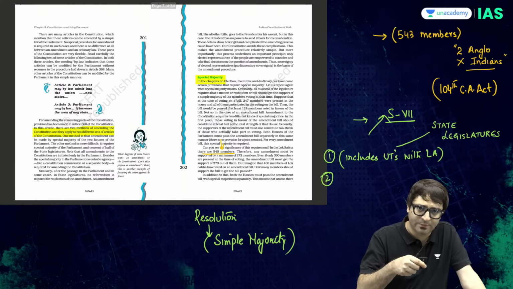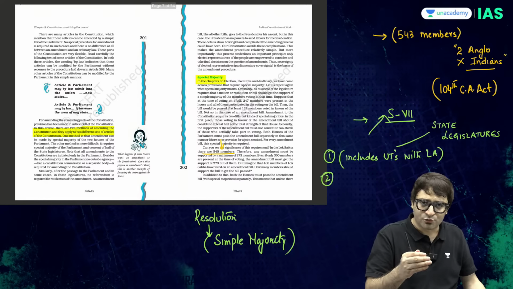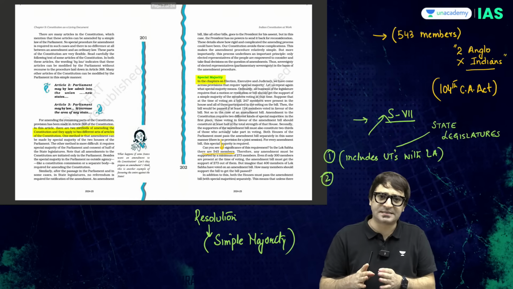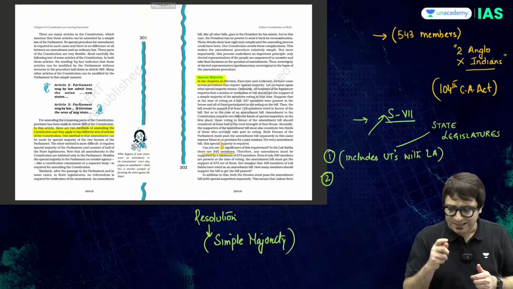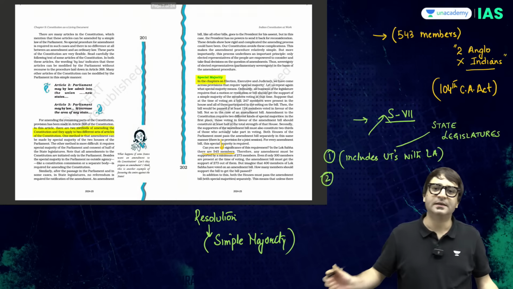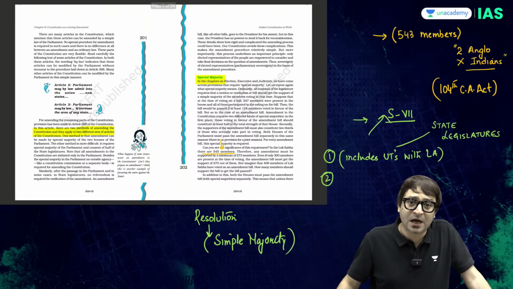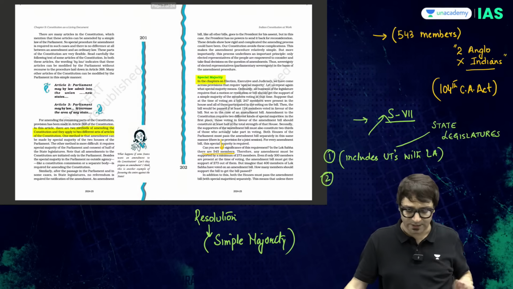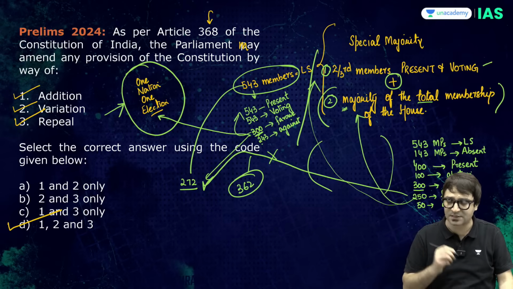But this constitutional amendment bill can be introduced in either of the two houses by either a minister or a private member. It does not need the previous sanction of the president. And then in both the houses of the Parliament, it needs special majority. And what is that special majority? This is the special majority.